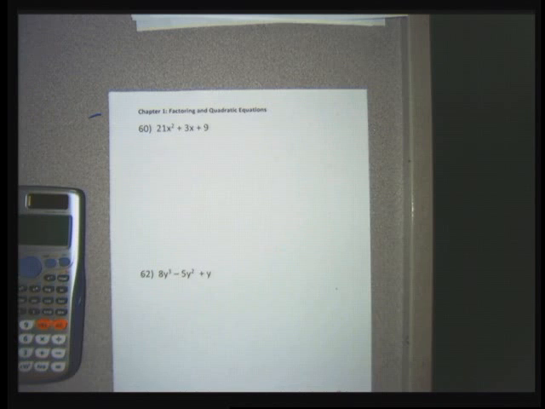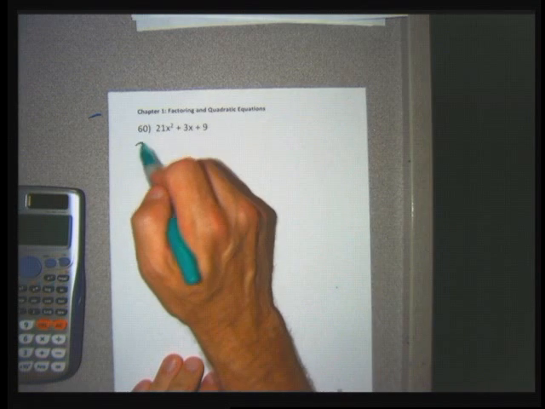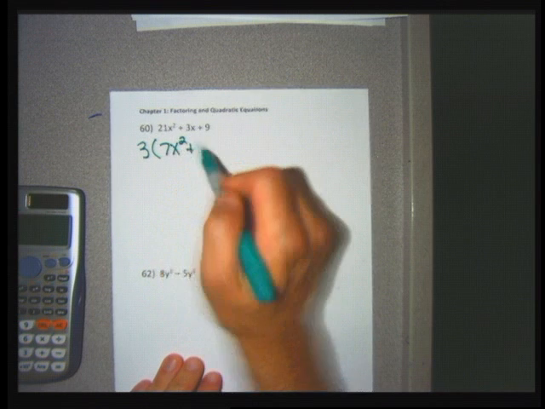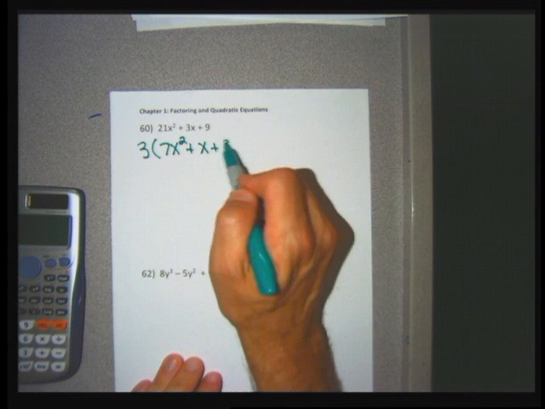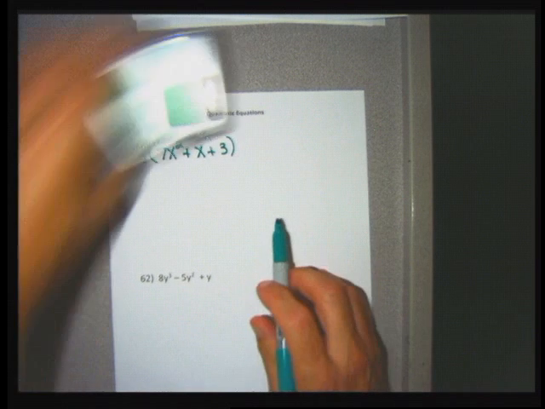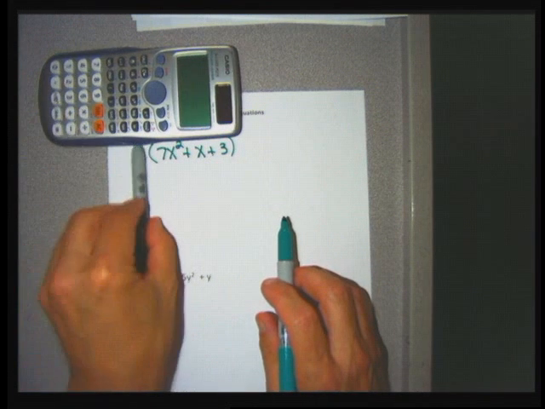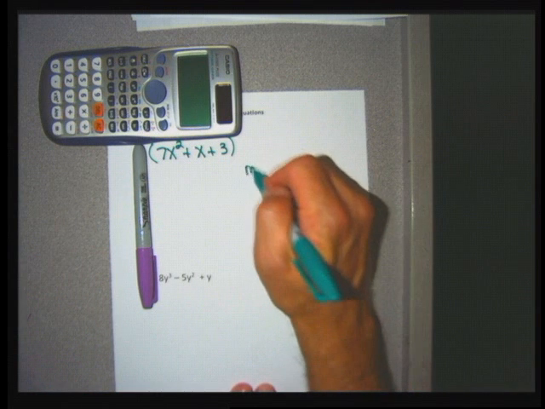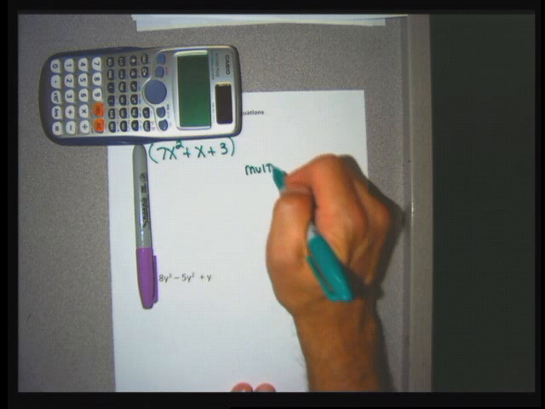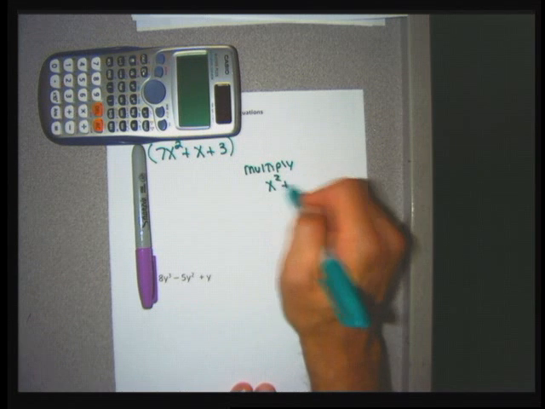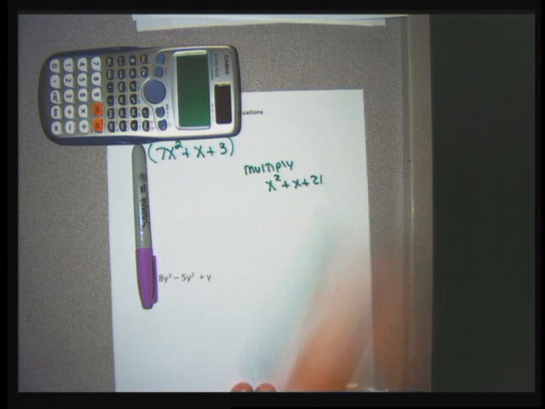Problem 60, there's a common factor of a 3. I'm going to factor out that 3. I'm going to be left with 7x squared plus 1x plus 3. So I'm going to ignore the 3 and go to factor that by bottoms up. First step in bottoms up factoring of that 7x squared plus x plus 3 is to multiply. I'll get x squared plus x plus 21.